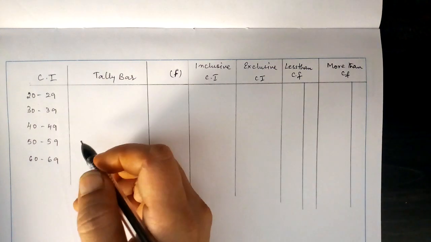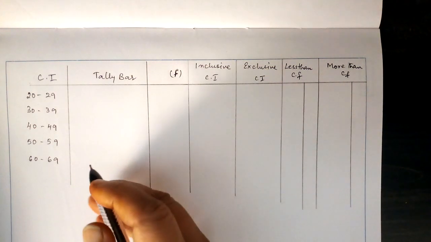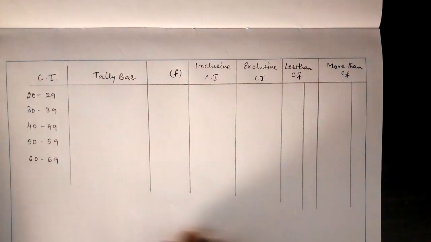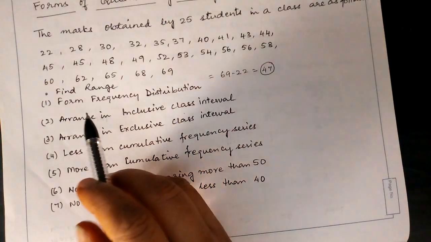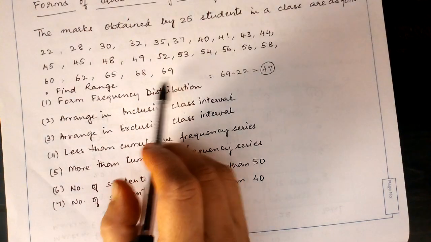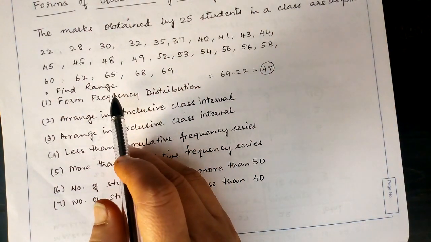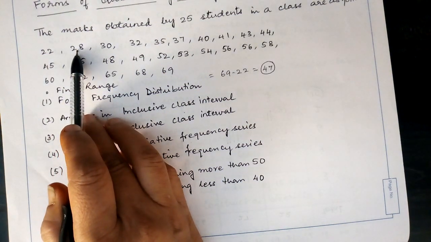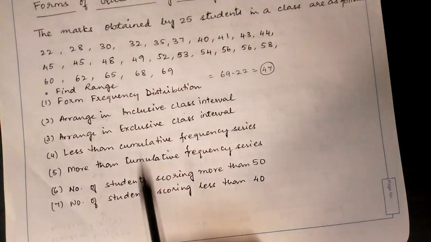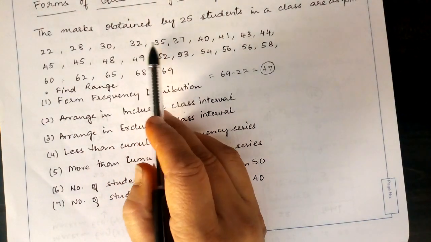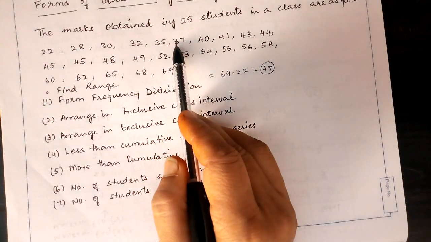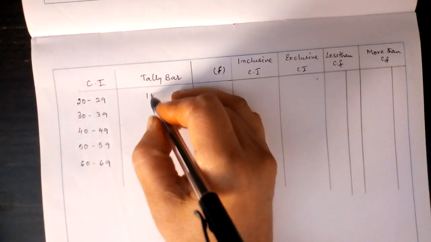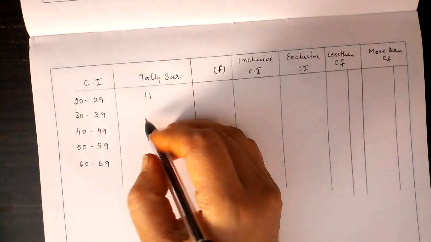So let's now find the frequency here. We will use tally bars to do it, and I will show you the table. Since they are already arranged in increasing order, our frequency distribution also becomes easier. 22, 28. So there are only two values between 20 and 29. Then we have 1, 2, 3, 4 values between 30 and 39. This has made our work very easy because it's already arranged in increasing order.